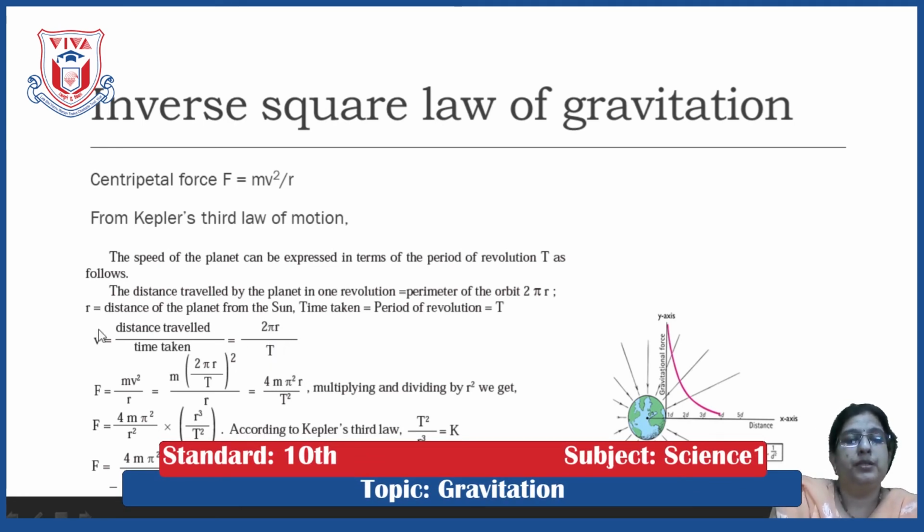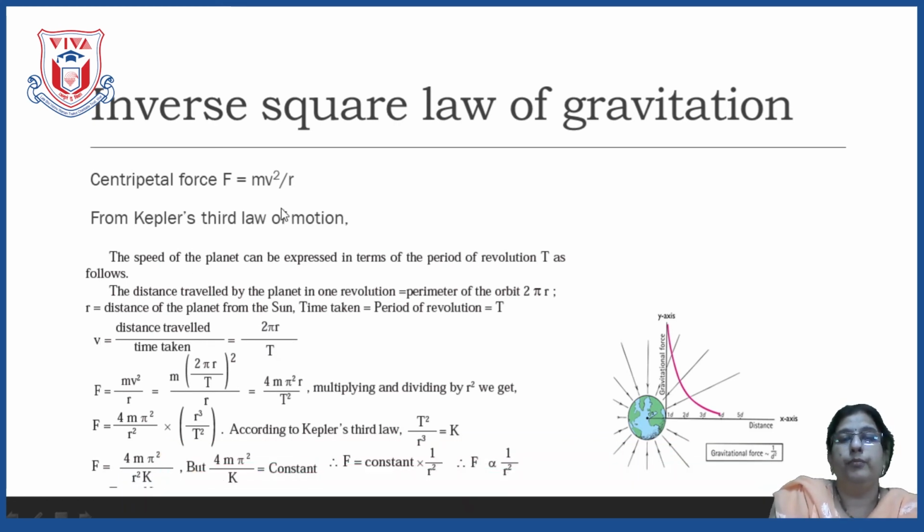Now let's substitute this value of v in the formula of centripetal force. So we can write F is equal to mv square upon r. Now substitute the value of v, that is 2 pi r upon T, in its place here. So it will be m into bracket 2 pi r upon T whole bracket square, divided by r. Now let's find the square of it. 2 square is 4, m will remain as it is, pi square into r square. Now here is r square and here is 1 r.